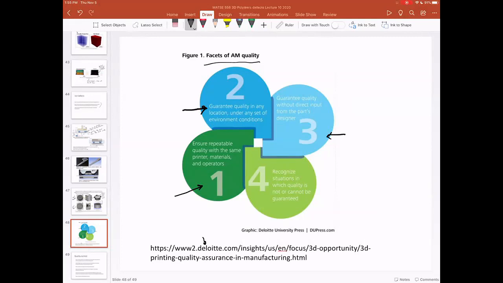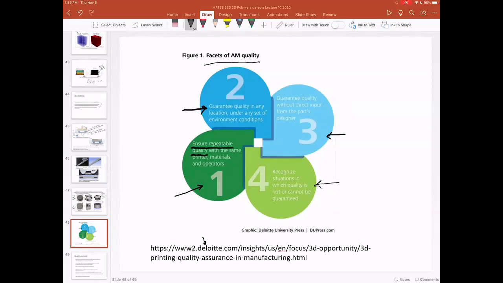And then figuring out when you deviate from your quality envelope and what to do about it. These are all the facets of AM that you should be interested in if you're really interested in quality and controlling defects. And so it's okay to have defects. You know, they say ensure repeatable quality.